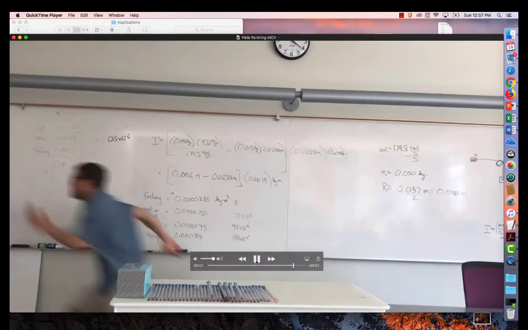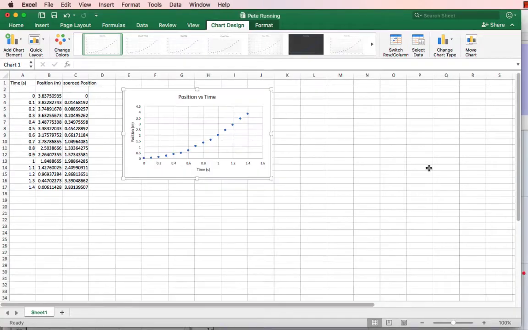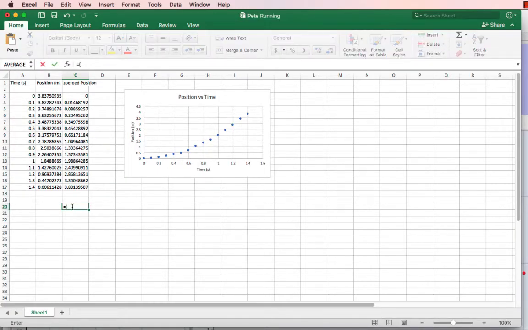Analyze kinematics, like me taking off. Position versus time. Now let's calculate the speed as a function of time. Well, what is speed? Speed is the distance traveled, this cell minus the previous cell, divided by the change in time.